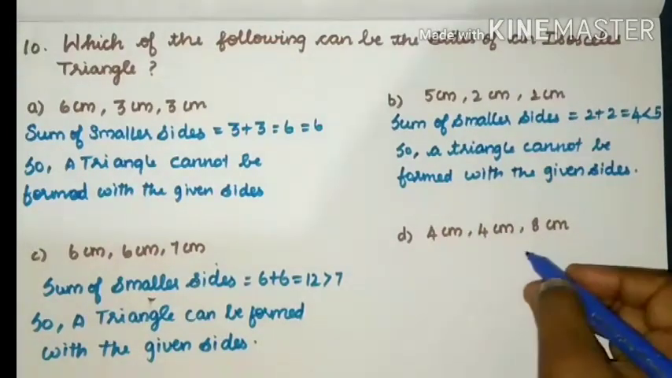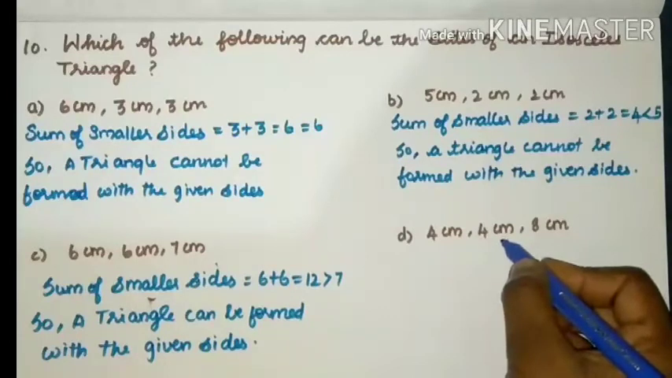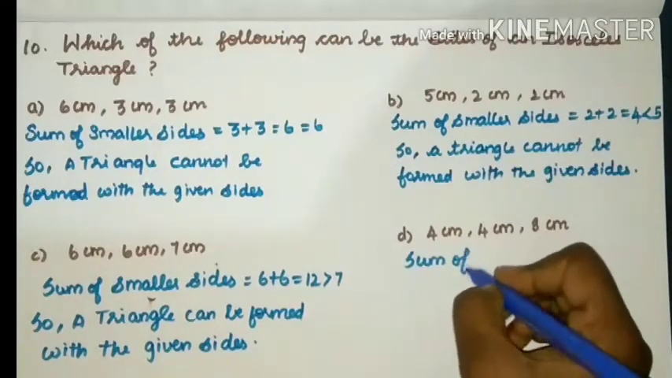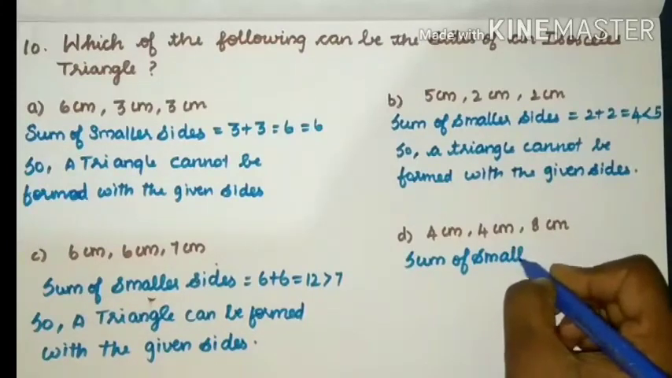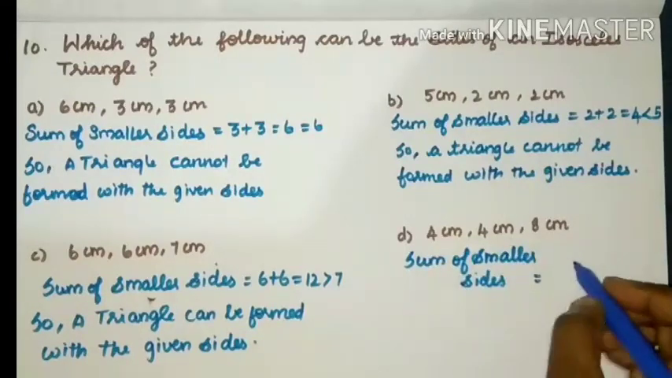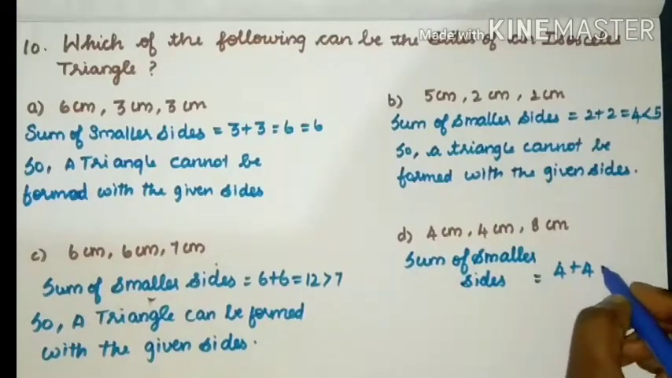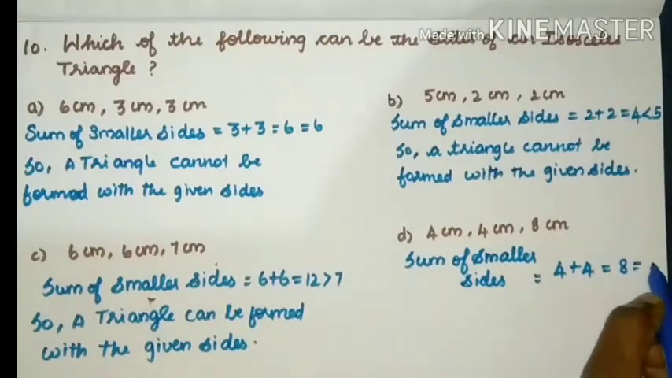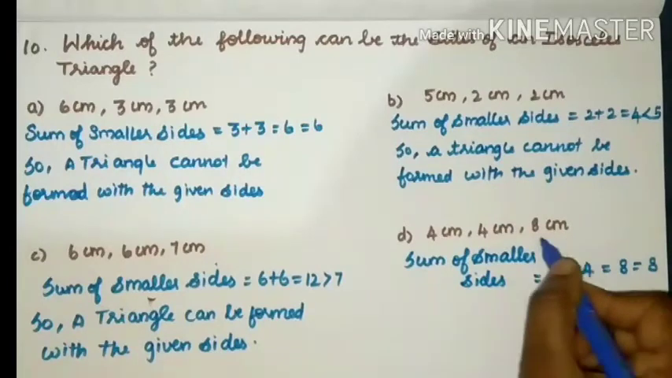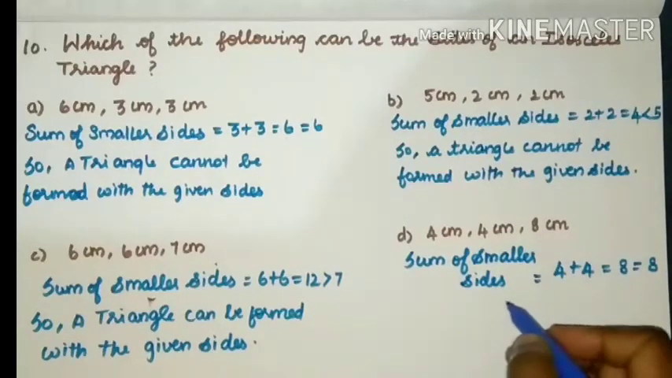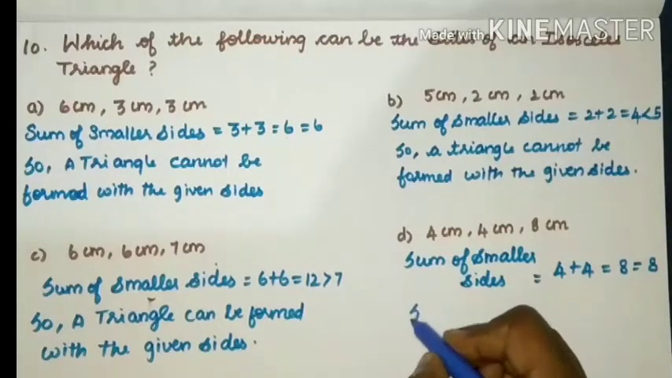Let's check the last one: 4 centimeter, 4 centimeter and 8 centimeter. First we have to check the sum of the smaller sides. Here the smaller sides are 4 plus 4 equal to 8. In this also it is equal to the third side. Here the third side is 8 centimeter. So the sum of the smaller sides is equal to the third side. So a triangle cannot be formed with the given sides.